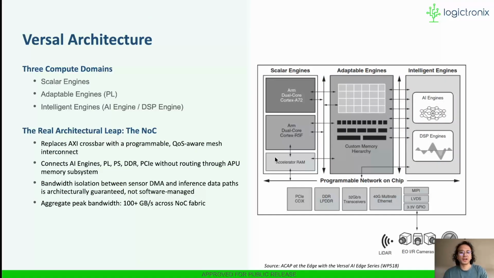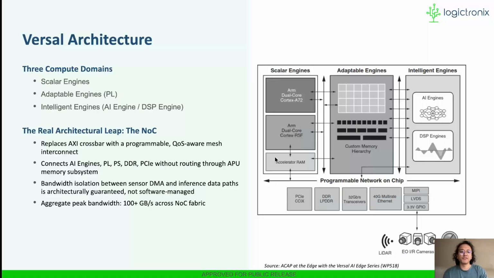So this is the Versal architecture. On the right side, we can see the high-level block diagram. Versal contains 3 different compute domains: scalar engines, adaptable engines, intelligent engines. Scalar engines are the ARM Cortex general processor and ARM Cortex real-time processor. Adaptable engines are the programmable logic or FPGA. Intelligent engines contain AI engines for vector workloads, and DSP engines specifically targeted for signal processing.